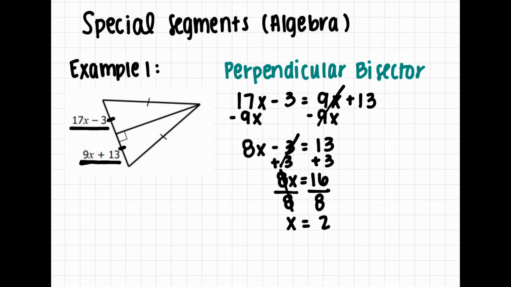So here it's just a case of you need to make sure that if you're given one of the specific segments, you know the basics about it. So here you had to know that since it's perpendicular bisector, that side was cut in half, and we had to actually set those 2 parts equal to each other.